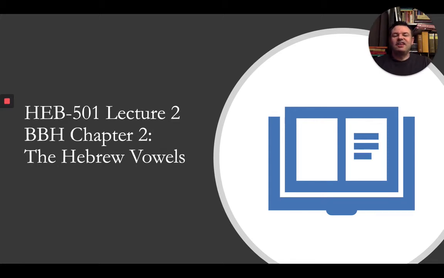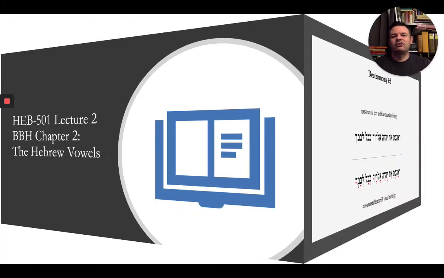Hello class, in this lecture we're going to be talking about the Hebrew vowels. In chapter 1 of Basics of Biblical Hebrew we looked at the consonantal alphabet of Hebrew, and in this chapter we're going to be looking at the vowels known as vowel pointings. So please follow along in your textbook as we go over these.